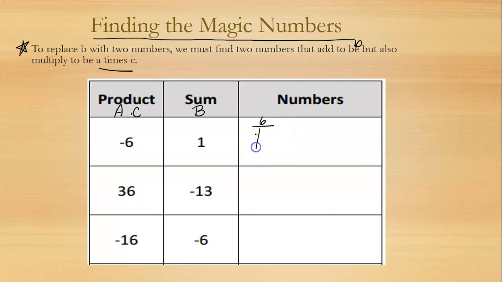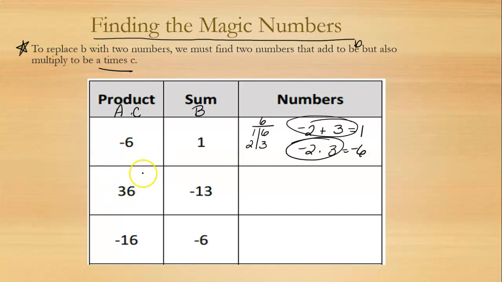If you think about things that multiply to be 6, 1 times 6 becomes 6, but there's no way for me to add or subtract 1 and 6 to make 1. So let's try going up to 2. 2 times 3 becomes 6. Ooh, if I subtracted these, they would make 1, but I'm supposed to be adding them. In order to make a positive 1, the smaller number would have to be negative, so -2 plus 3 would be positive 1, and -2 times 3 would be -6, so these are my magic numbers, -2 and 3.